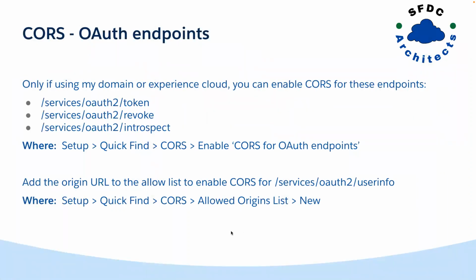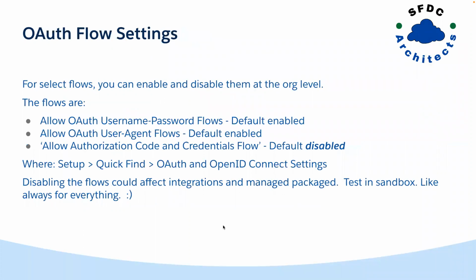Let's go to the next section. So OAuth flow settings. Next week, we're going to talk about all the flows in detail. But what I thought was interesting is Salesforce lets you enable or disable 3 flows at the org level. And the 3 of them are allow OAuth username and password flow. That's enabled by default. User agent flows, also enabled by default. And then authorization code and credentials flow is actually disabled by default.